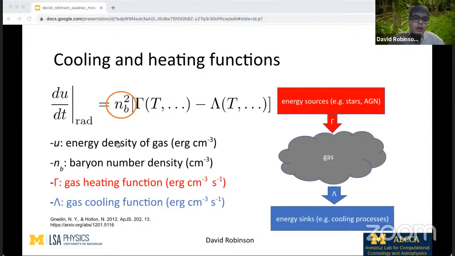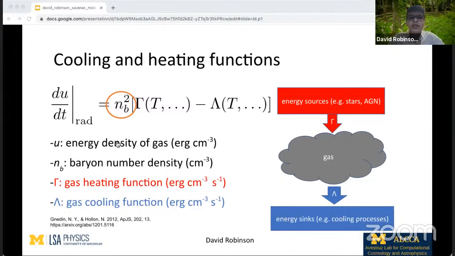And then the expressions in parentheses are indicating that the cooling and heating functions are definitely going to depend on the temperature of the gas. And in full generality, they really depend on the complete distribution of ionization states and energy levels of the gas particles. And so in practice, what that really means is that they're going to depend, in addition to the temperature, on the density and metallicity of the gas. And they can also depend on the incident radiation field that is shining on the gas. And so that's going to be important in simulations of the epoch of reionization.